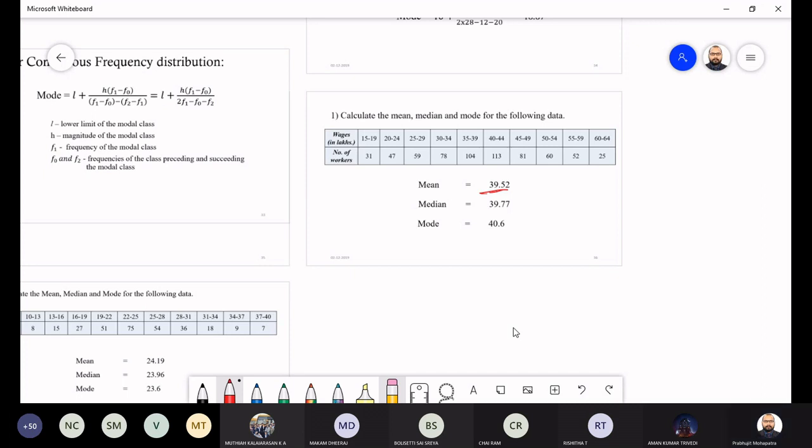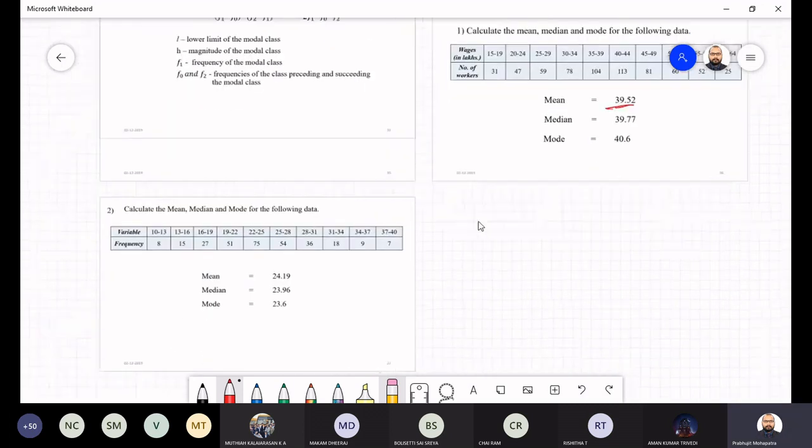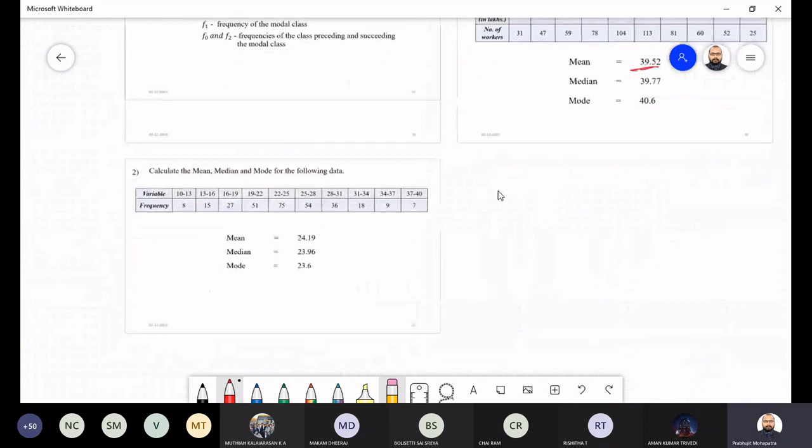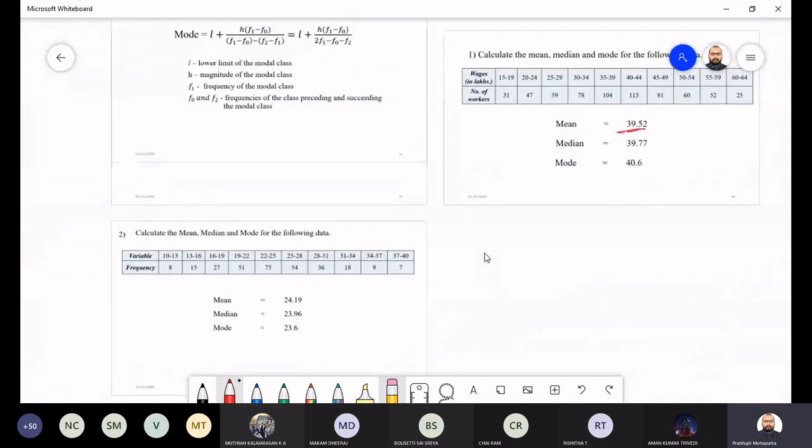And these are the two other problems. I'll share the materials with you. You just find the mean for this problem and check whether you are going to get 24.19 or not. You just try it. You can use the normal method, the sum of fi xi divided by n, or you can use the division method.